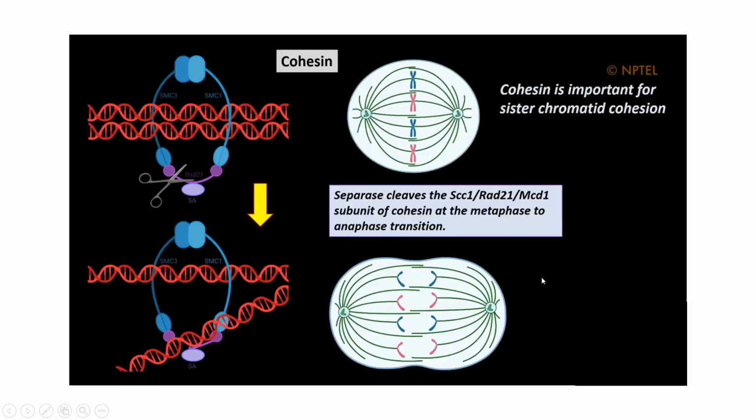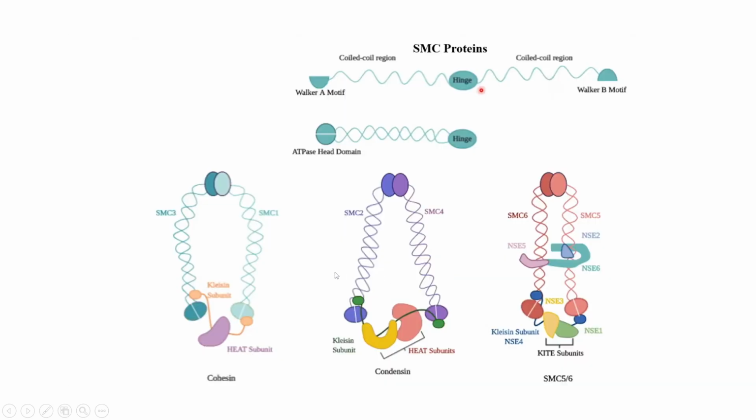So these are the three main SMCs which are present and help in chromosome organization. Specifically, cohesin and condensin are the two main SMCs which are important during the compaction process, whereas the other SMCs generally play a role in the DNA repair process in most cases.